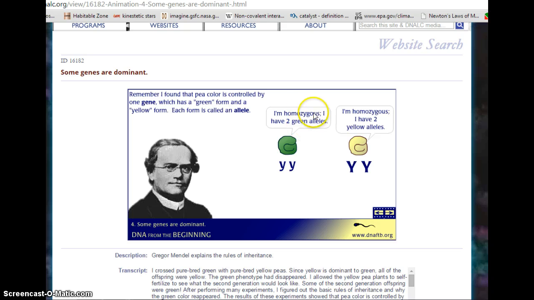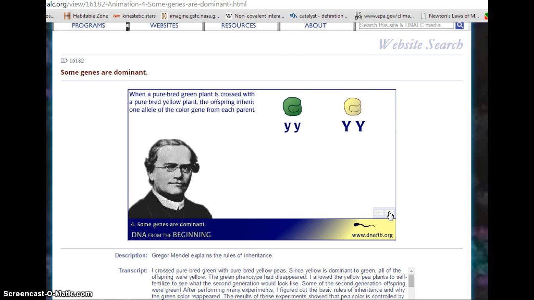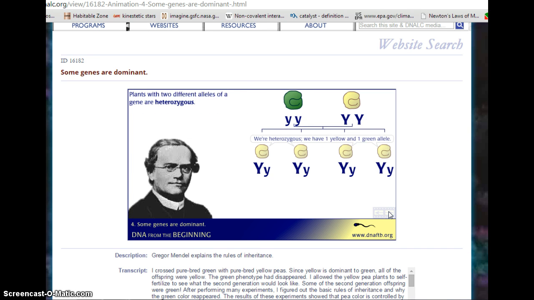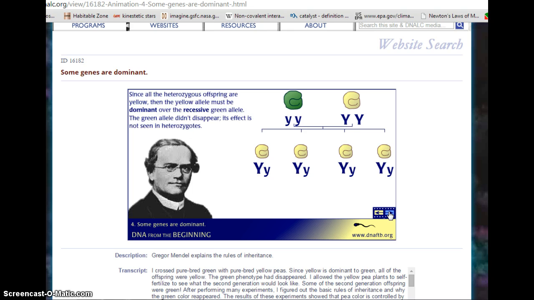I'm homozygous. I have 2 green alleles. I am homozygous. I have 2 yellow alleles. When a purebred green plant is crossed with a purebred yellow plant, the offspring inherit one allele of the color gene from each parent. Plants with 2 different alleles of a gene are heterozygous, and since all the heterozygous offspring are yellow, then the yellow must be dominant over the recessive green allele.